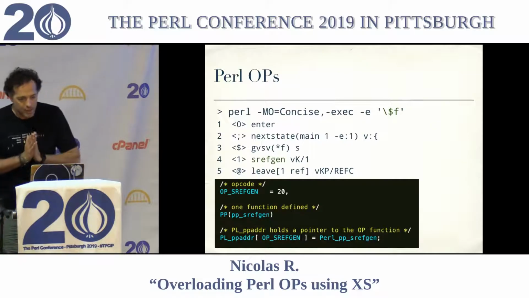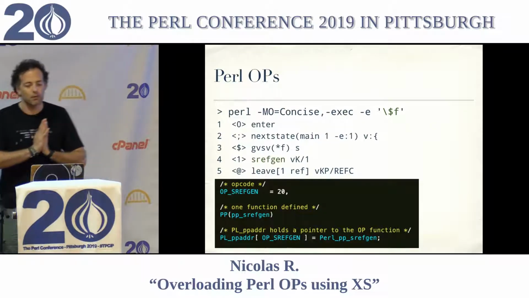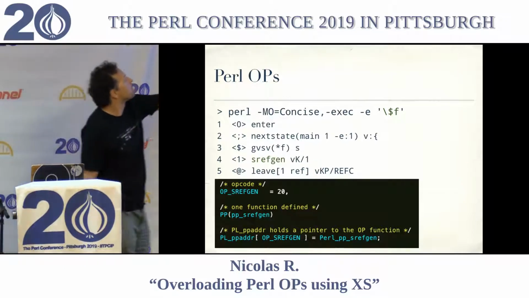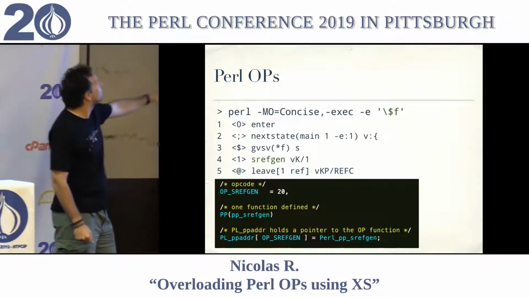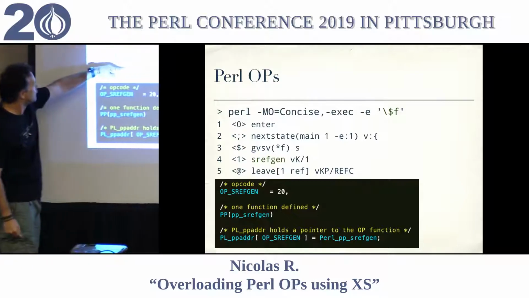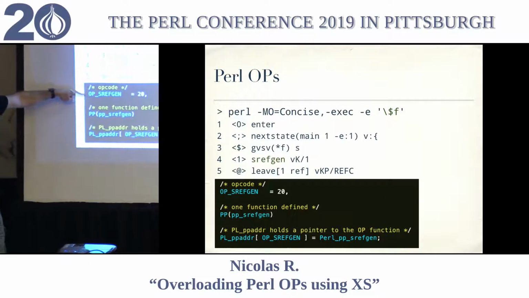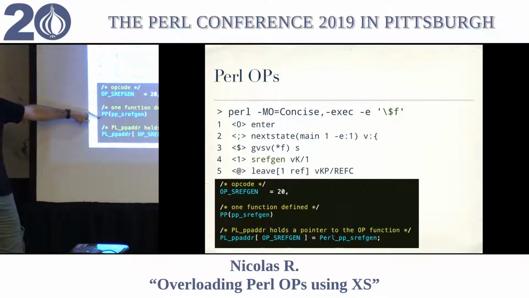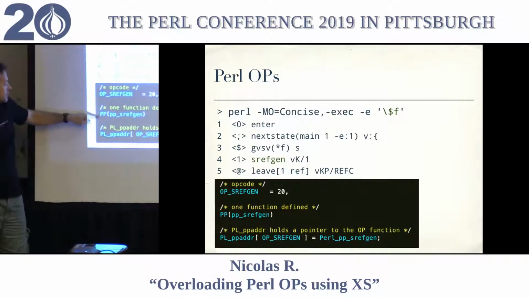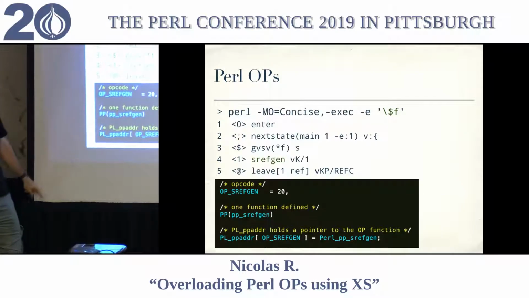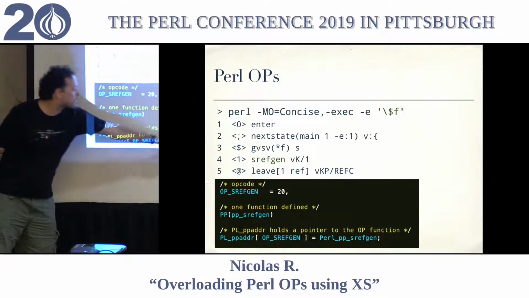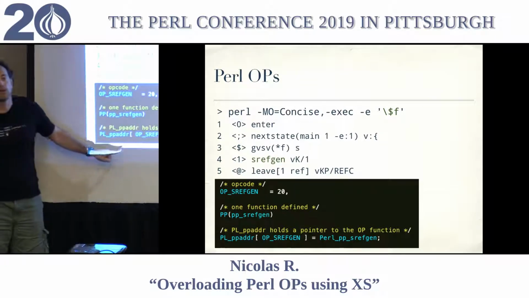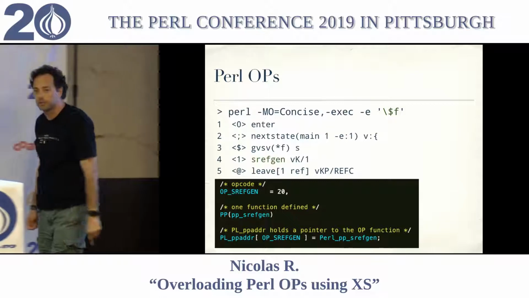So if we go back, if we sum up all of this, if we use concise on $f, we can see our srefgen op, which has its own code defined as 20. We have one function for the srefgen defined like this, and that function is then going to be plugged into the 20th slot of that array. So we'll be able to call it later at runtime.